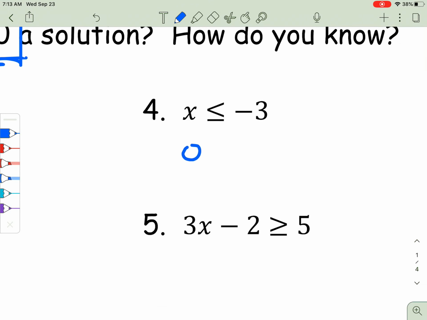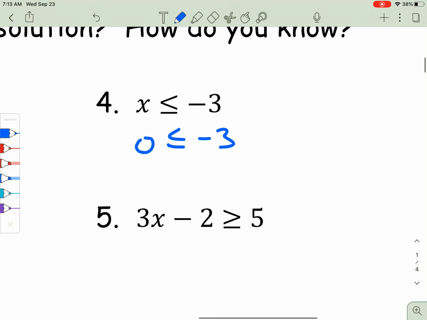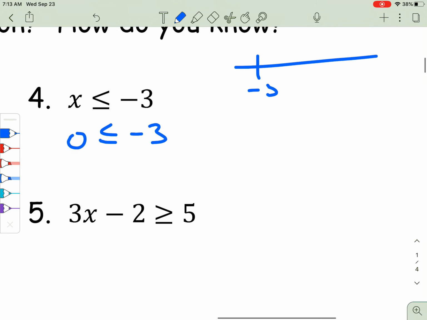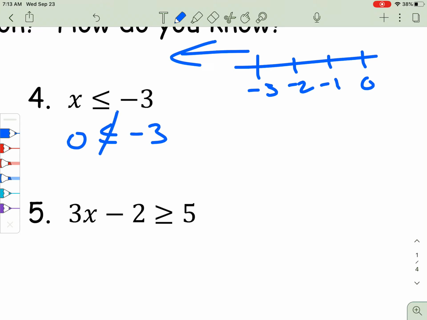Okay, how about 0 is less than or equal to -3? Is that true? So think about -3 on the number line, right? You have -3, -2, -1, 0. Okay, is 0 smaller than -3? No, so this is not a solution either.